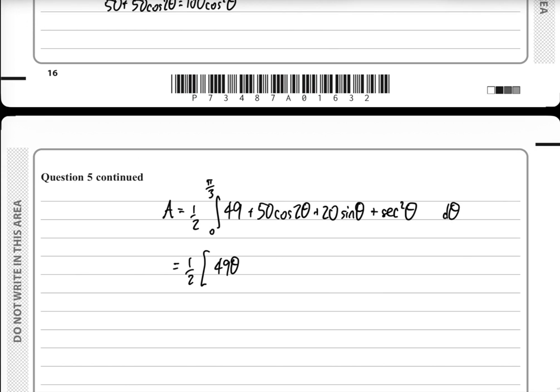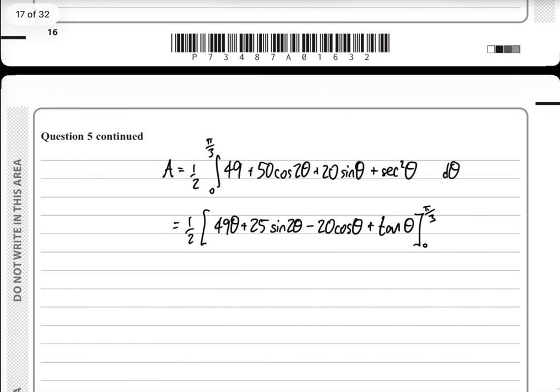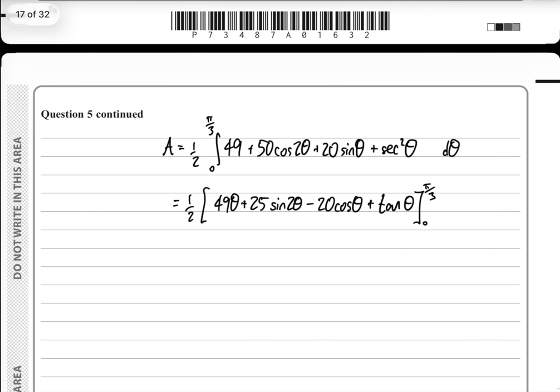49 theta. Cos 2 theta is going to integrate to sine 2 theta over 2, differentiating and dividing. Sine is going to integrate to give minus cosine. And secant squared, mentioned earlier, gives tan theta. Now I have to be careful here, the 0 does not make all of those 0. The 20 cos theta is not going to be a 0, but it does make most of them 0.